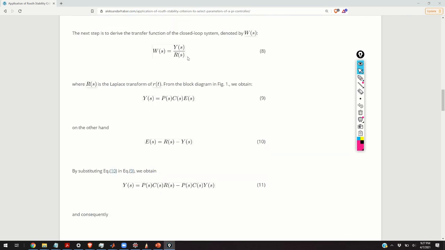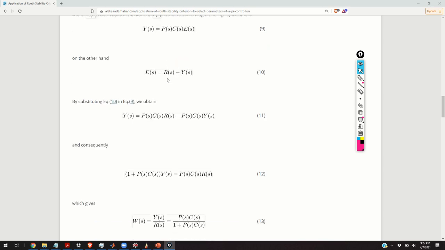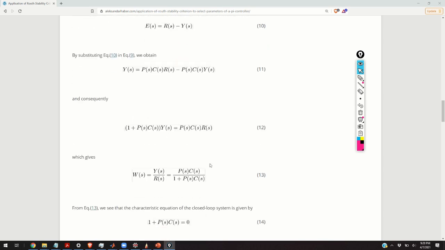The next step is to define the transfer function of the closed loop system. This transfer function relates the output of the system to the reference input. So we are searching for Y of s over R of s. It's not difficult to show that this transfer function is given by the form P of s times C of s over 1 plus P of s times C of s.